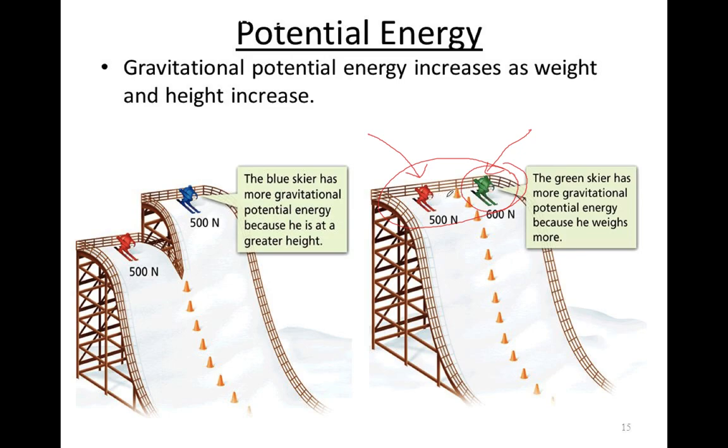So gravitational potential energy depends on how high something is above the ground and also on the mass of the object, how heavy it is. So gravitational potential energy increases as weight increases and height increases.